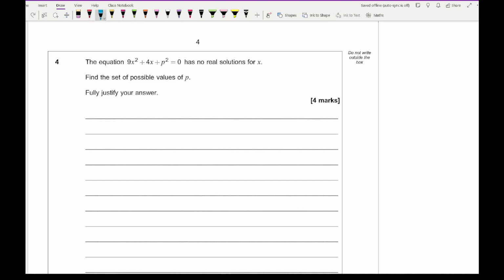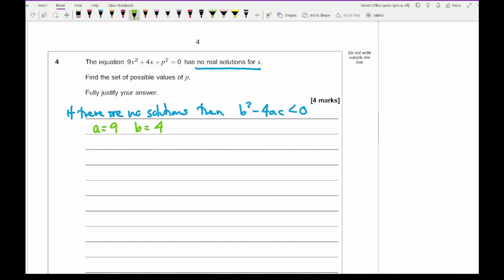So for this, first things first, we need to state what this actually means. So if there are no solutions, then the discriminant will be less than 0. So then from this I can establish what my a, b, c values are. So a is going to be 9, b is going to be 4, and c is going to be p squared.